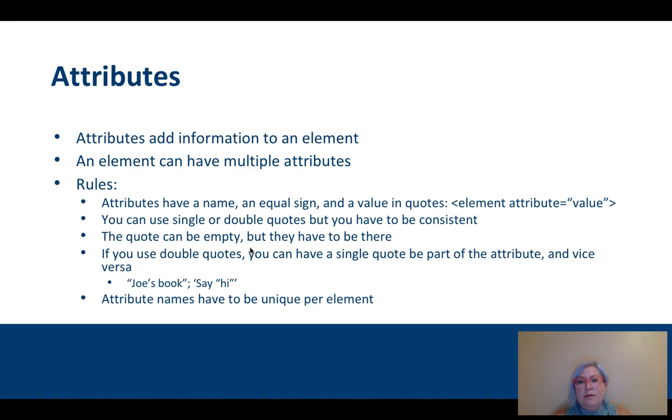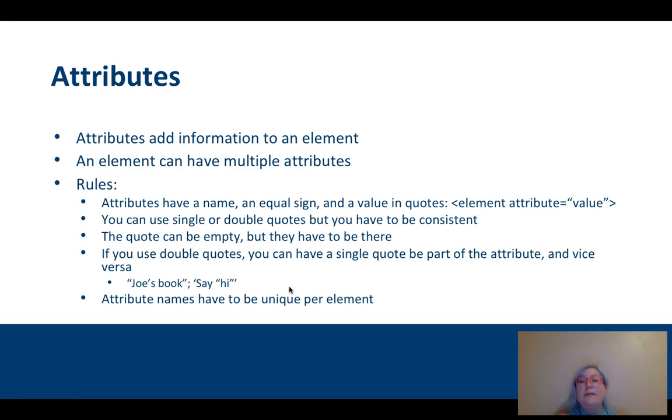If you use double quotes, you can have a single quote be part of the attribute and vice versa. So with this example, you can see we have Joe's book, so we have a single quote here, so we're using double quotes on the outside. And then on the inside, we have single quotes because we're using double quotes on the outside. So XML will allow you to do that without any issue.